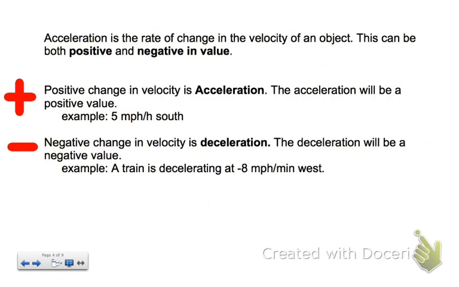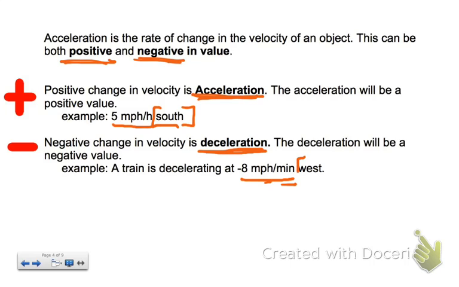As I continue thinking about acceleration, there are 2 ways that I could change my acceleration. I could increase speed, but I can also decrease it and get a negative acceleration. So we have a positive and a negative acceleration. Positive change is known as acceleration. That's the one we always talk about when we're getting faster. An example of that would be positive 5 miles per hour, and I need to put brackets there, south. Now, there's also negative change in velocity, and this is a deceleration of velocity, so the deceleration will be a negative value as a result. If I'm decelerating, that means I'm slowing down, the rate at which I slow down. An example of that would be a train decelerating at -8 miles per hour per minute in a west direction.